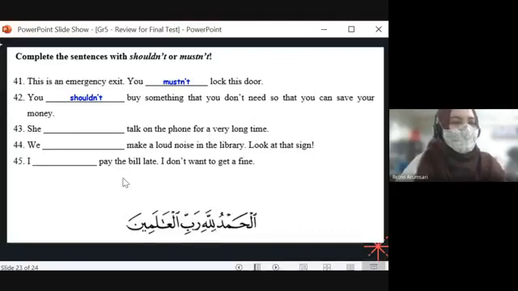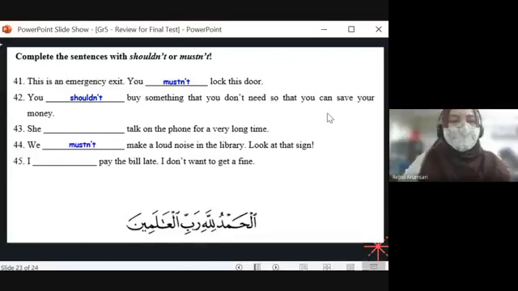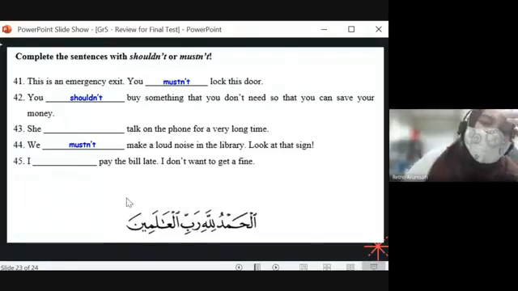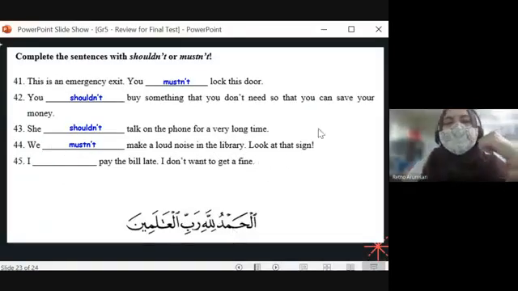Okay, now number 43. She shouldn't talk on the phone for a fairly long time. Yeah, that's advice also. Okay, yes, it shouldn't. Now, number 44. We mustn't make a loud noise in the library. Look at the sign there. That's a common rule, right?